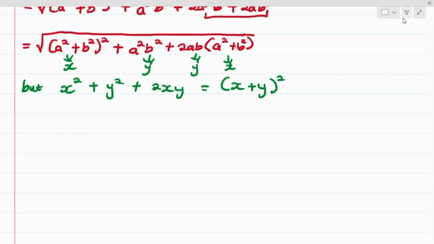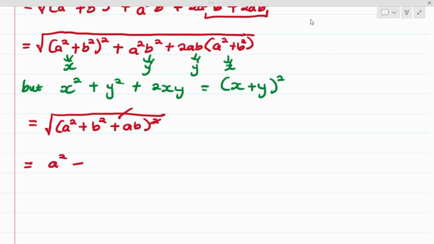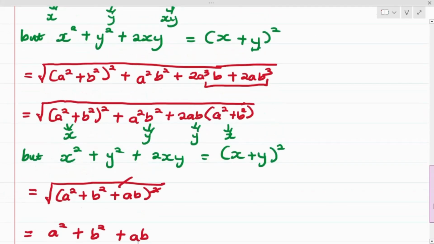So applying this to this equation, we are going to have the square root of a squared plus b squared plus ab, all squared. So we are going to have this right here. So this is equal to this. We cancel this out. So we have a squared plus b squared plus what? ab.